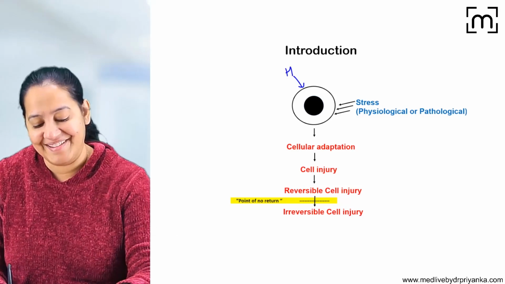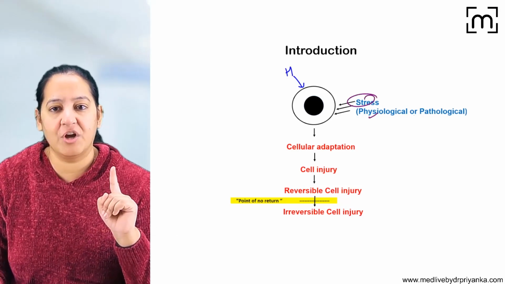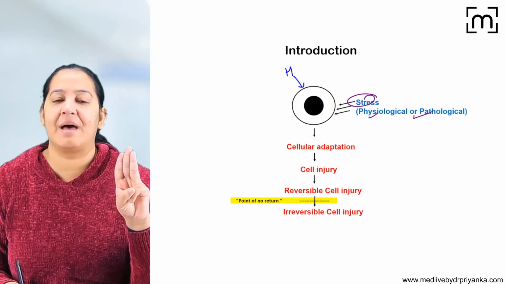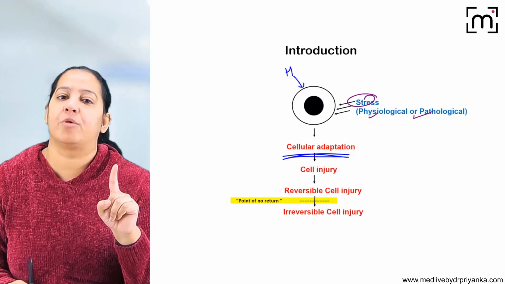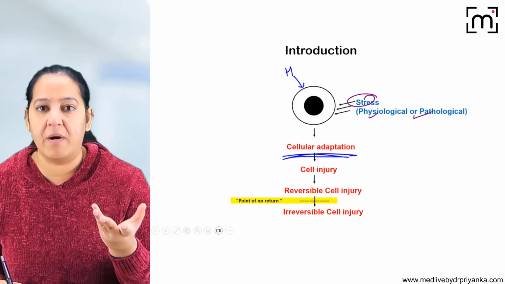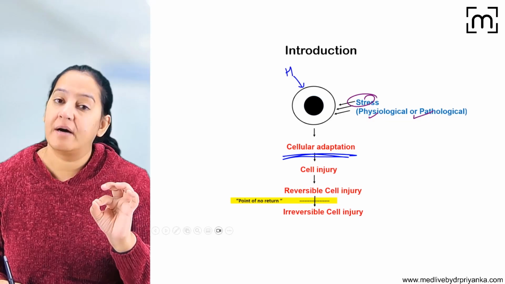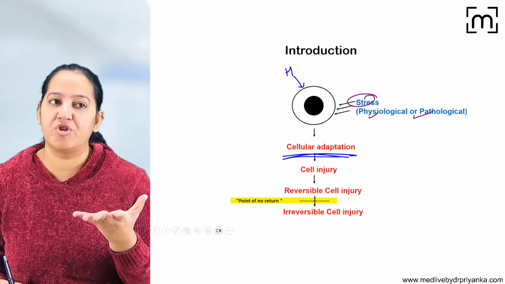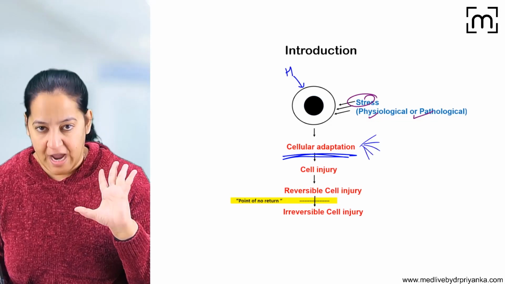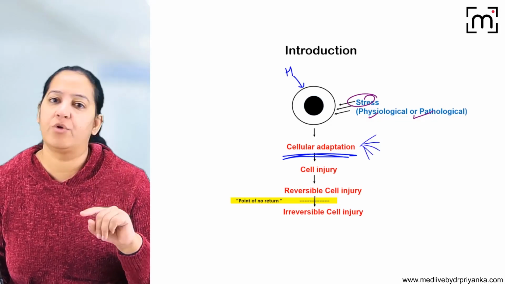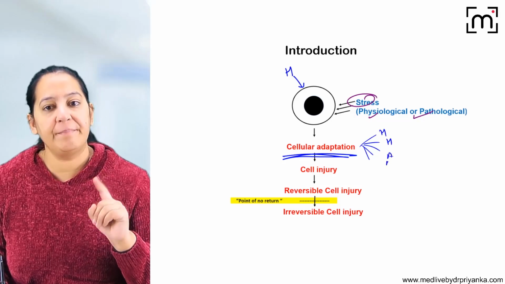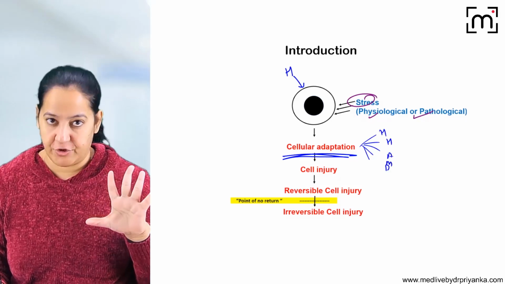But whenever any stress, physiological or pathological, acts on the cell, three things happen one by one. The first thing is cell adaptation. The cell will try to cope with the stress and try to survive, by making certain structural changes inside. There are 5 types of adaptation. I hope you have watched my video on cell adaptation. They are hypertrophy, hyperplasia, atrophy, metaplasia and dysplasia.